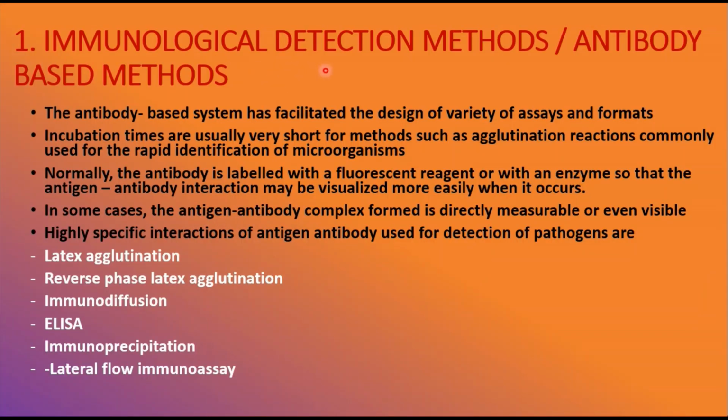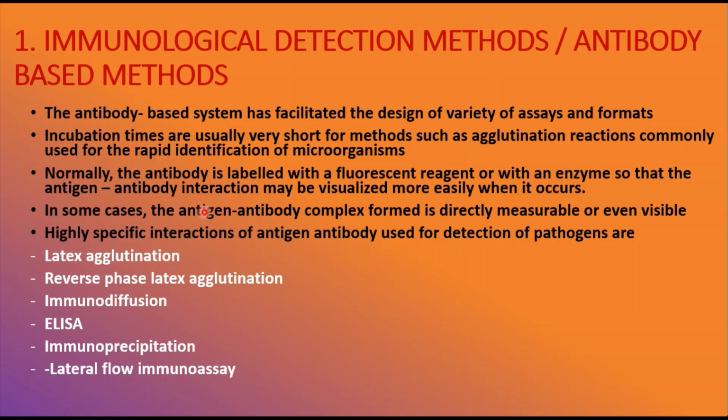The immunological detection methods are also called antibody based methods. These facilitate the design of a variety of assays and formats. The incubation times are very short for methods such as agglutination reactions, commonly used for the rapid identification of organisms. Here the antibody is labeled with a fluorescent reagent or with an enzyme so that the antigen antibody interaction may be visualized more easily when it occurs. The fluorescent microscope technique is the best example.